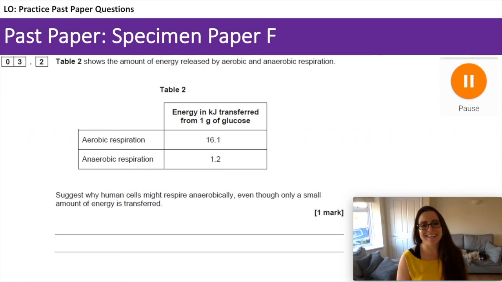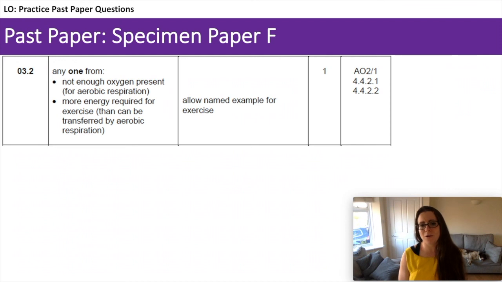We've got some data. Table 2 shows the amount of energy released by aerobic and anaerobic respiration. So here we can actually compare the amounts of energy released. You can see it's an awful lot more for aerobic respiration. Suggest why human cells might respire anaerobically, even though only a small amount of energy is transferred. What conditions might be required? Not enough oxygen. More energy required for exercise than can be transferred by aerobic respiration.